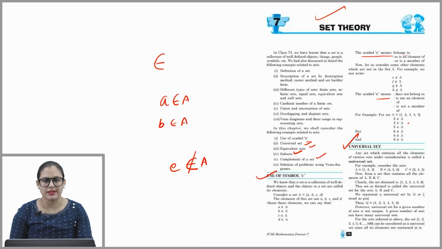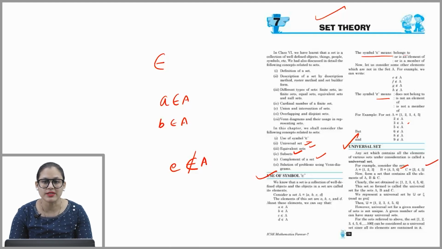Next is universal set. Any set which contains all the elements of various sets under consideration is called a universal set. For example, consider the sets. A = {1, 2, 3}, these are the elements of set A. 4, 5, 6 are the elements of set B, and 3, 4, 5 are the elements of set C. Now, form a set that contains all the elements of A, B, and C. Clearly the set obtained is {1, 2, 3, 4, 5, 6}. This set formed is called the universal set for the sets A, B, and C.